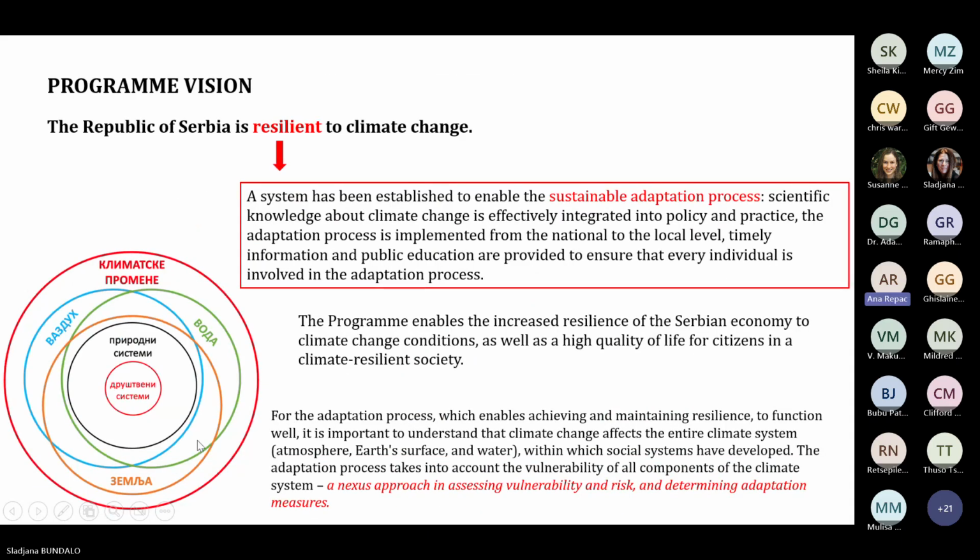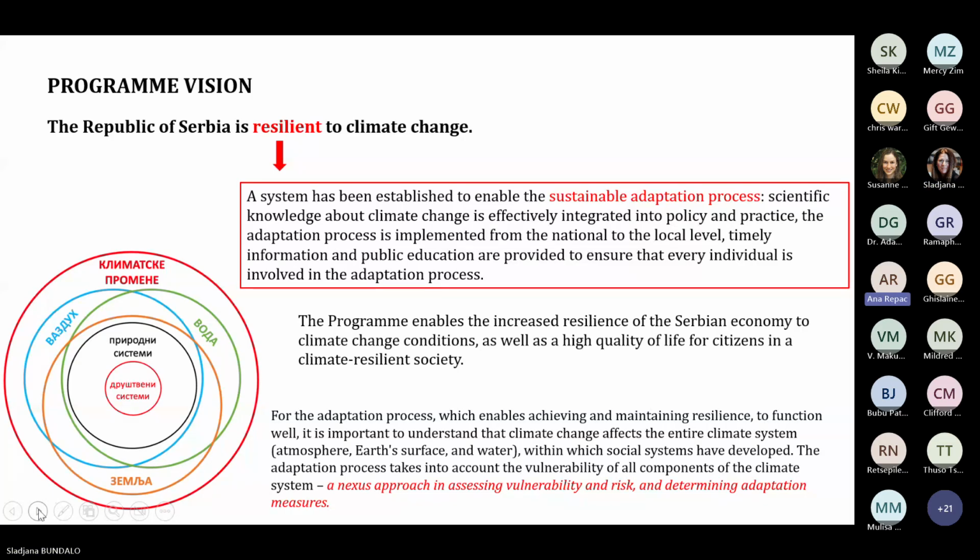So the climate change adaptation program of the Republic of Serbia has a vision that the Republic of Serbia is resilient to climate change, meaning that the system has been established to enable the sustainable adaptation process, which means that scientific knowledge about climate change is effectively integrated into policy and practice. The adaptation process is implemented from the national to the local level. Timely information and public education are provided to ensure that every individual is involved in the adaptation process.